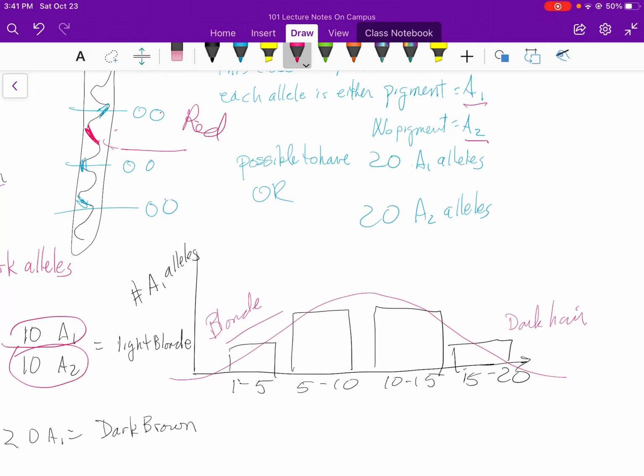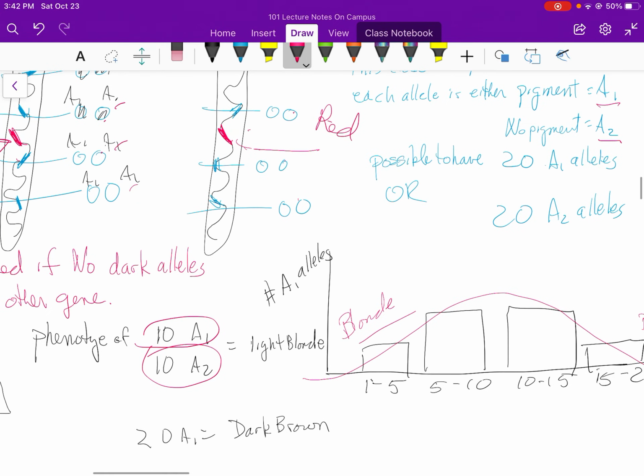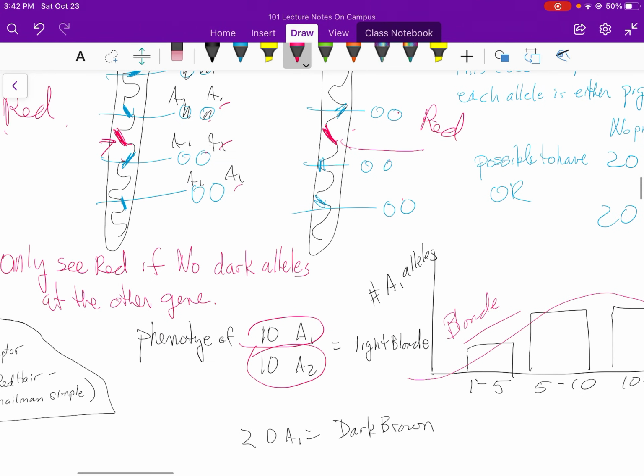So as a result of this, we tend to get a normal distribution of traits, and we call this a quantitative trait because the more of an allele you have, the more of the phenotype that you have, right? So that's what quantitative refers to.